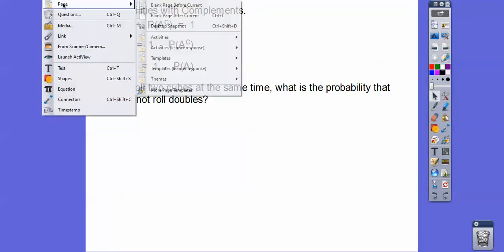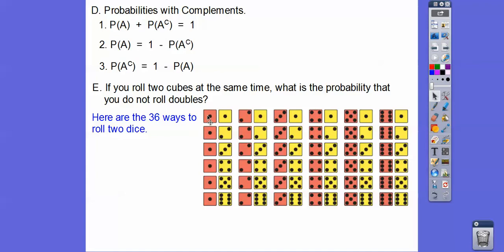Okay, so if we roll 2 cubes at the same time, there's going to be 36 ways. I can get a 1 on the first dice, a 1 on the second dice. I can get a 1 on the first dice, a 2 on the second dice. I can get a 1 and a 3, a 1 and a 4, a 1 and a 5, and a 1 and a 6. There's all the ways we can get a 1 on the first dice and 1 through 6 on the second dice. Here's all the ways we can get a 2 on the first dice and 1 through 6 on the second dice. Then 3 and 1 through 6, and a 4. So there's 36 different ways.